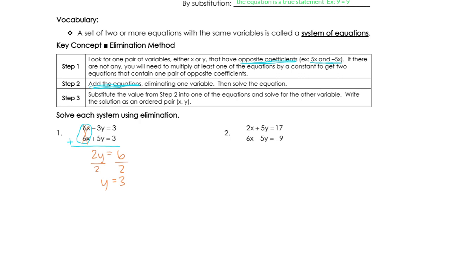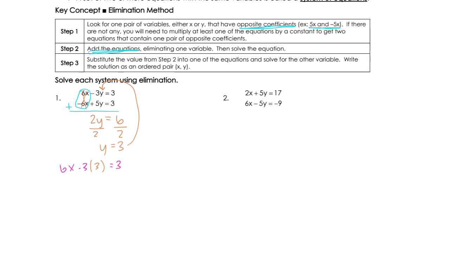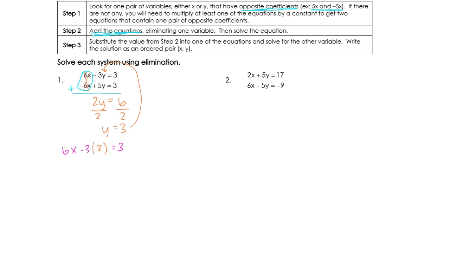Now, this is where it's very similar to substitution. From this point, once you have what y is, we're literally going to plug it back in right here and solve for x. So then I'm just going to plug it into that top equation. 6x minus 3 times y would be times 3, and then equals 3. I'm going to scroll down here just a little bit. So then I have 6x minus 9 equals 3.